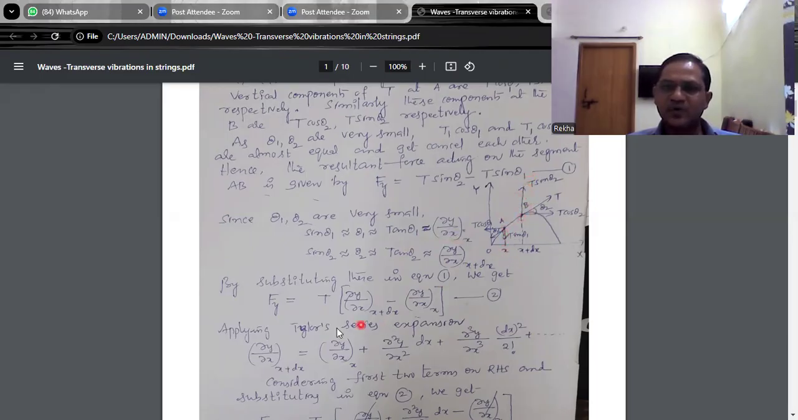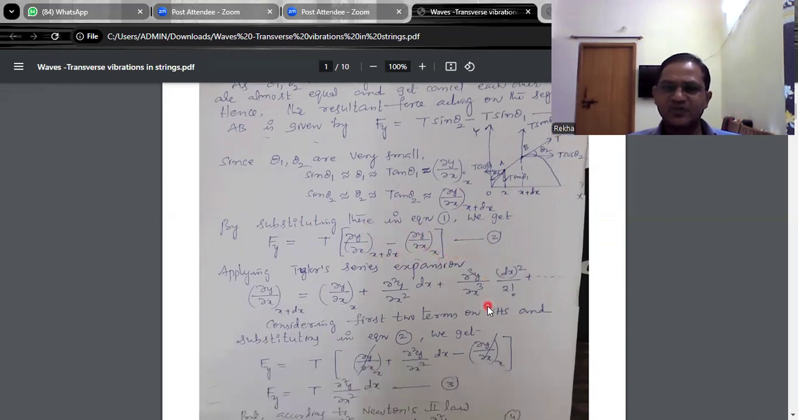T sin theta 2, how much? T into ∂y/∂x at x plus dx, minus T sin theta 1, which is capital T ∂y/∂x at x. So, taking T common: T times [∂y/∂x at x plus dx minus ∂y/∂x at x], equation 2.